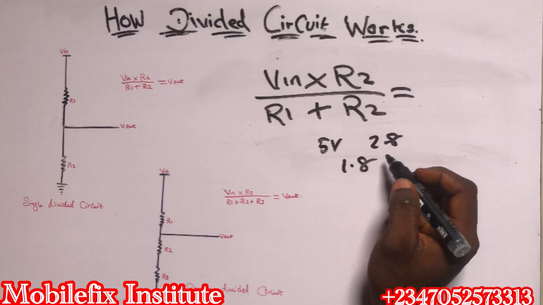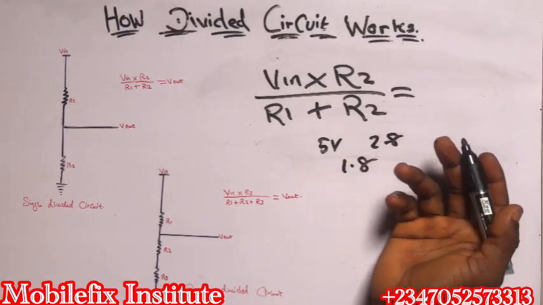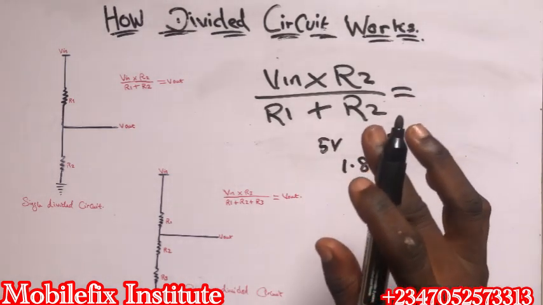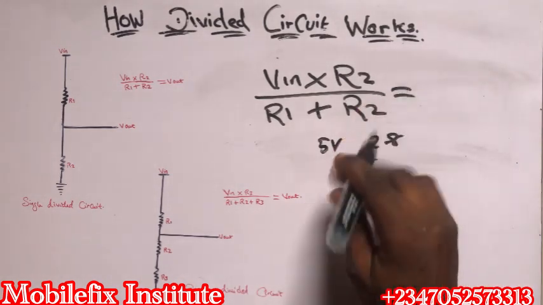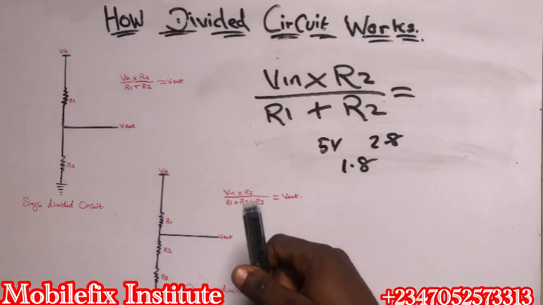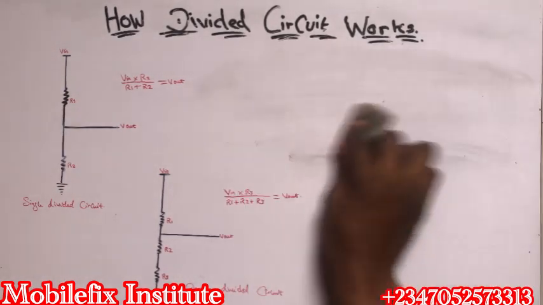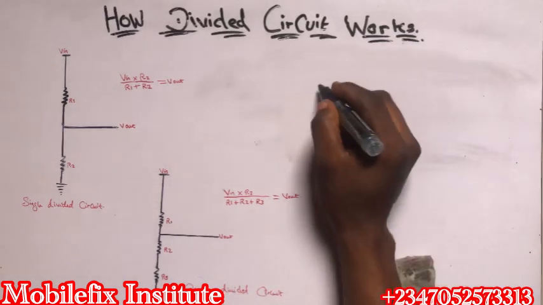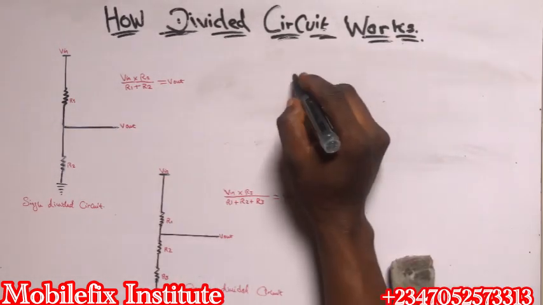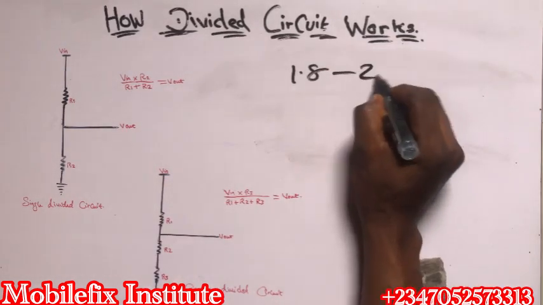Okay, so now in the case of BAT ID and BAT 1, before I enter the BAT ID circuit and how it works, we need to understand the divider circuit. So most of our BAT ID and BAT M lines, the voltage range will be between 1.8 to 2.8.